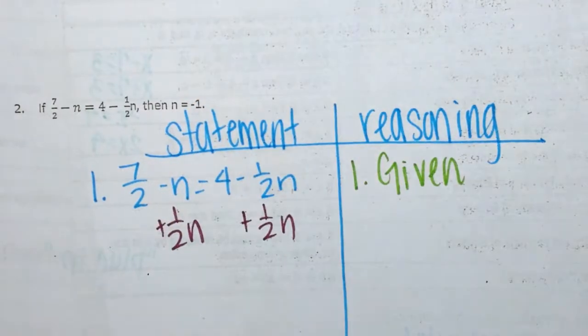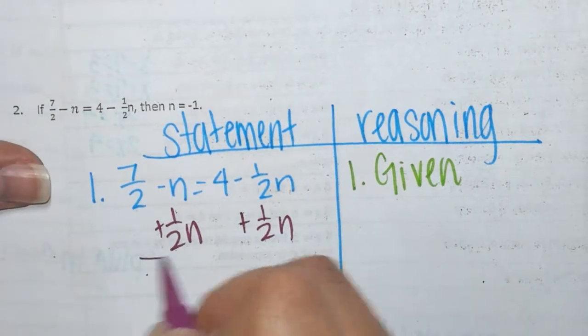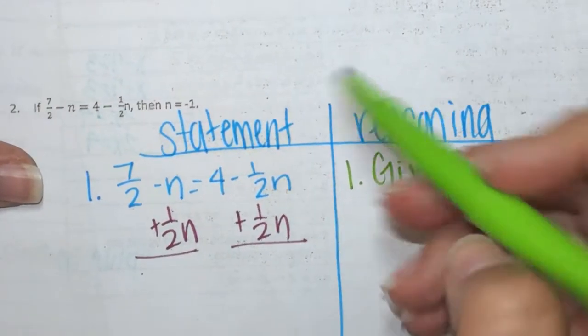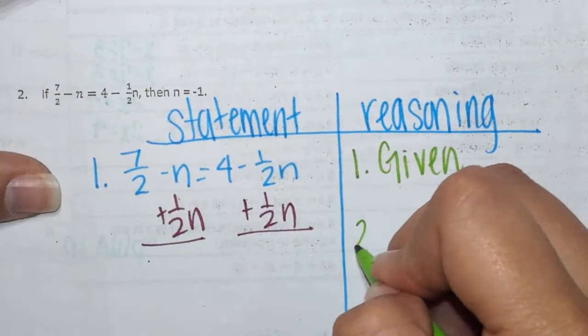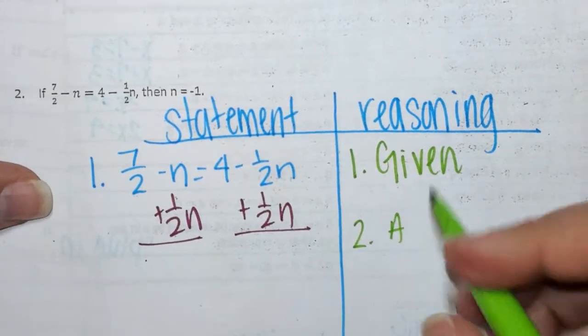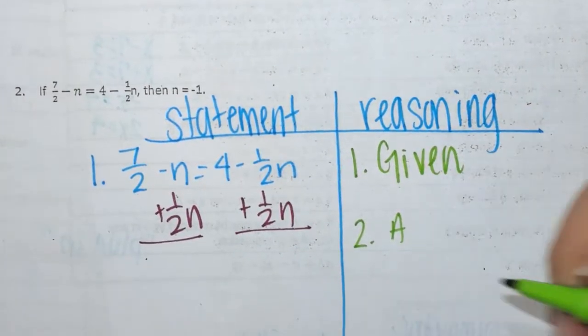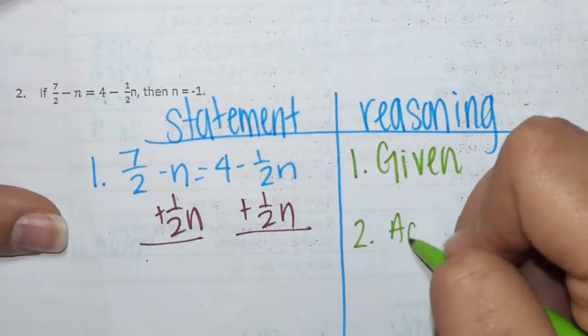And what property is that? Addition. The addition property. So what are we going to write over here for step 2? Addition. You're not going to write that. You're going to write addition. What if it's the applesauce property of equality?